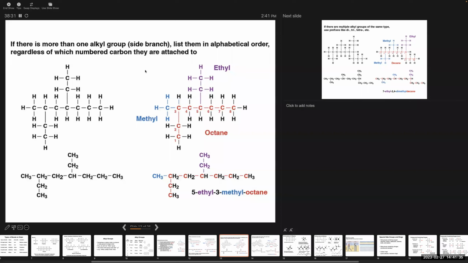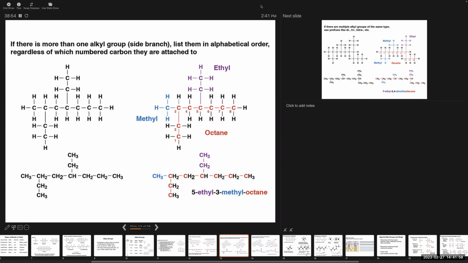Now we get into one that's a little more complicated, because now we have multiple alkyl groups, multiple side chains branching off of the main chain. So the first thing we have to do, if I just showed you something like this picture on the left, first you've got to figure out what is our longest continuous chain of carbons.